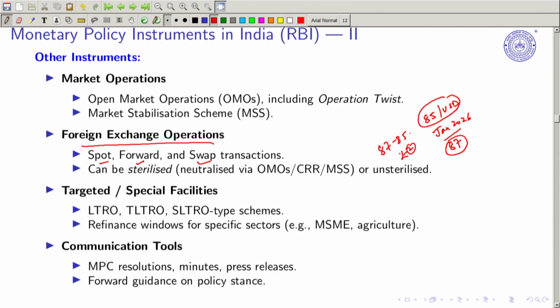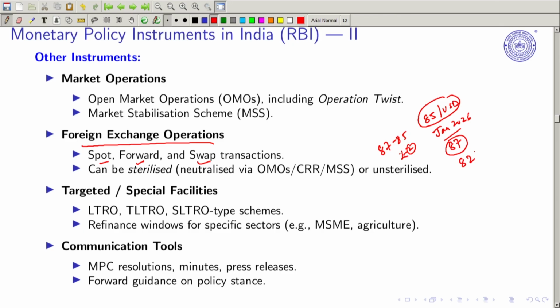But suppose the dollar has depreciated and the rupee has appreciated, and it comes out to be 82. Then it means that you have purchased the dollar at 85, but in the market it is available at 82, so you are losing. You do not have the gain, and this is where the forward plays an important role.